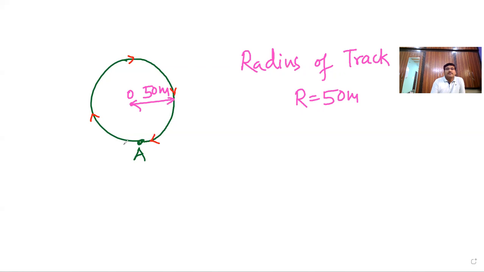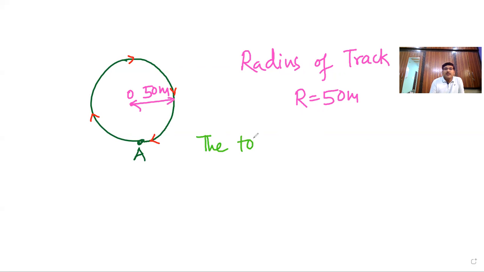He reaches back here in 30 seconds, that is one round. First he is interested in the distance. What is the total path length traveled in one round? It is 2 pi r, the circumference. Clear?